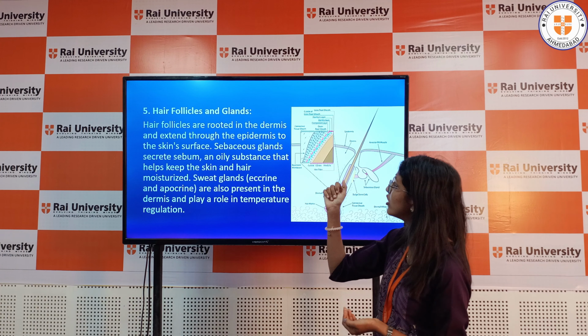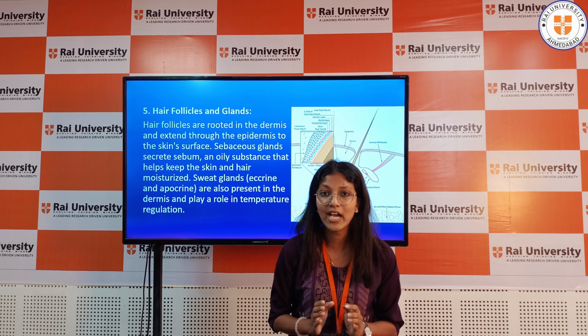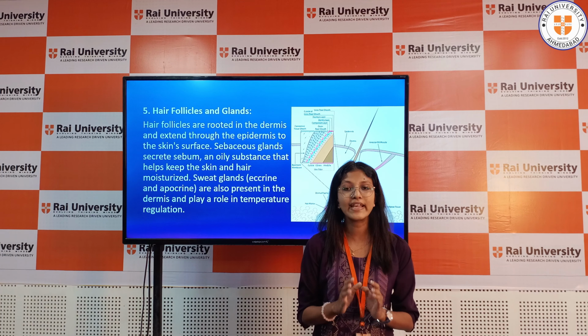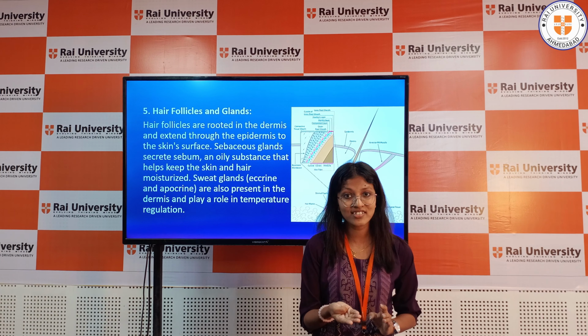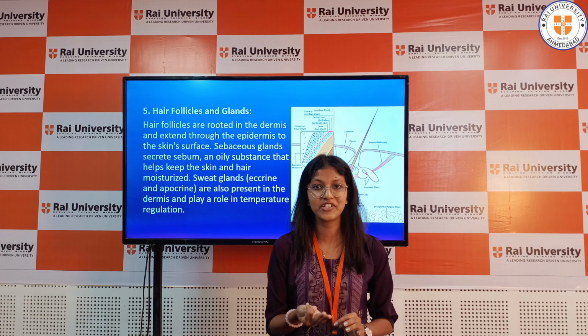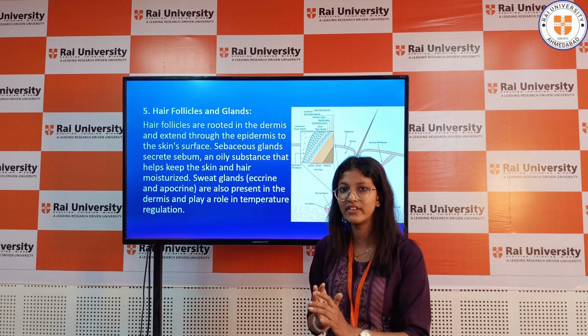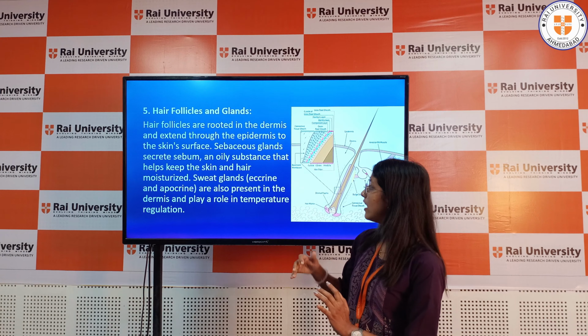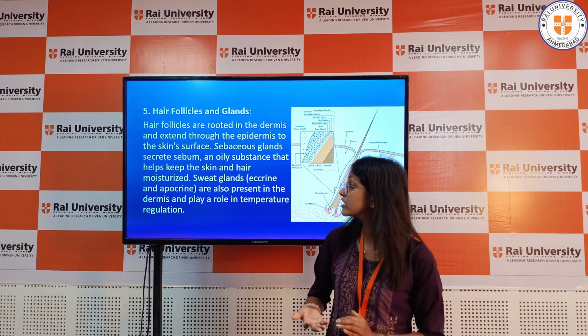And then hair follicles and glands. We have different types of glands. Mainly I can say the ceruminous glands, sebaceous glands, and pseudoreferous glands. Mainly we can say those three glands, and we actually have more glands.